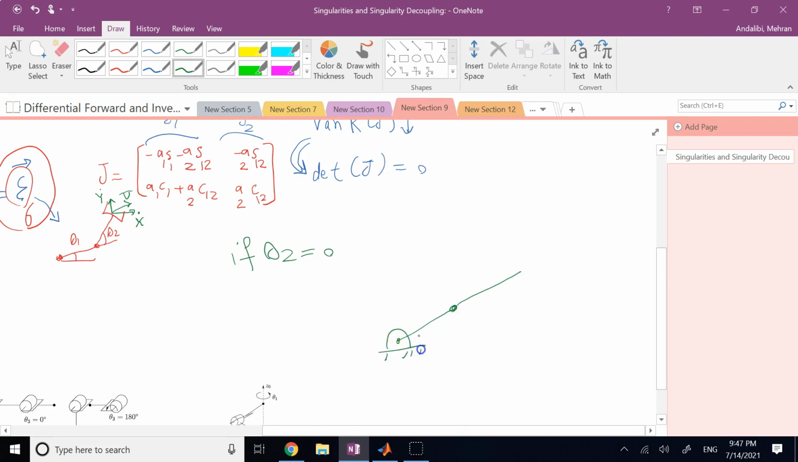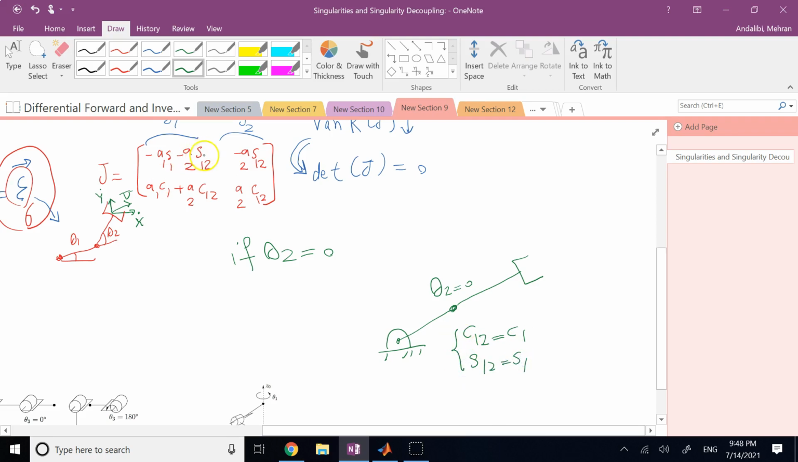If your robot is fully extended, so here theta 2 is 0, what happens here? Well, then when you say C12, this is cosine of theta 1 plus theta 2, but theta 2 is 0, so this is going to be the same as C1, and S12 is going to be the same as what? S1, because theta 2 is 0.